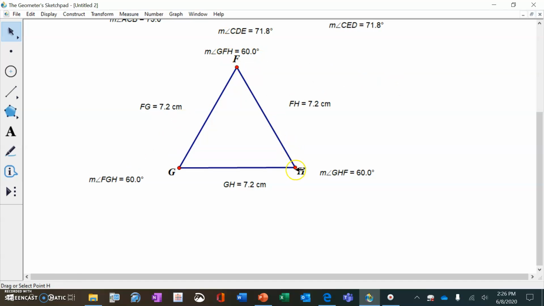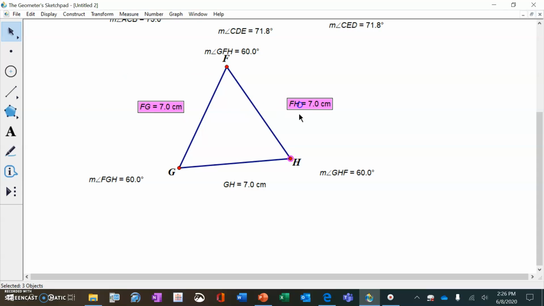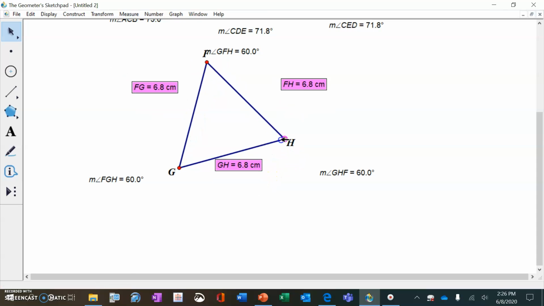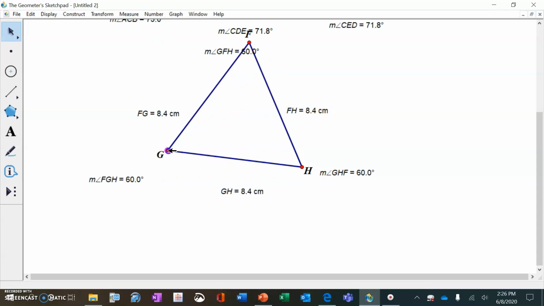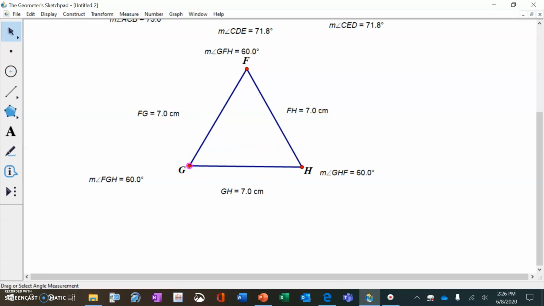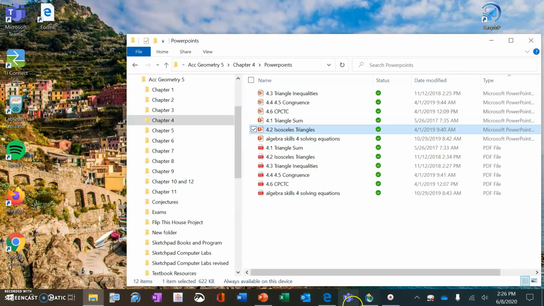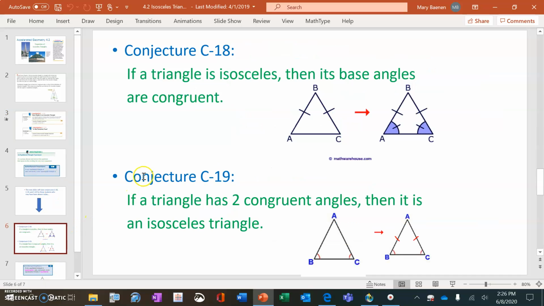And if I move this around, see how all the sides are changing? So the sides, they're all changing, okay? But the angles always remain the same. They're always 60 degrees. So now, let's go to the presentation again. And from this, we should be able to complete three conjectures.